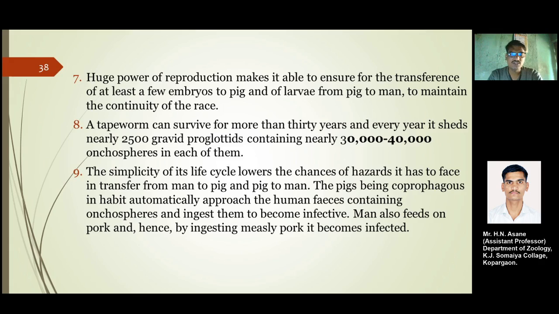So the seventh will be that the huge power of reproduction makes it able to ensure the transference of at least a few embryos to the pig, okay, and of the larva from pig to man, okay, to maintain the continuity of the race, okay.